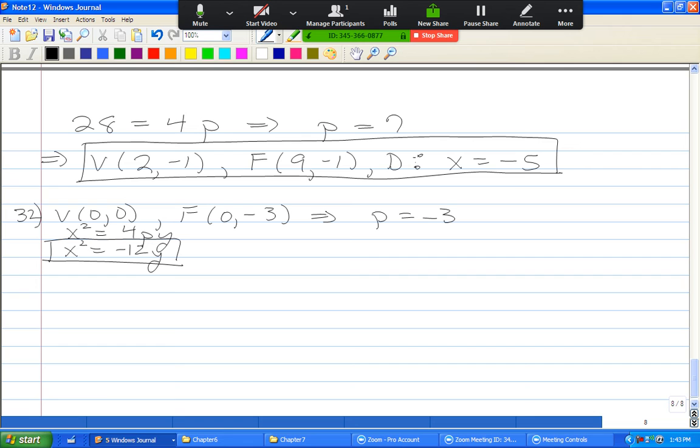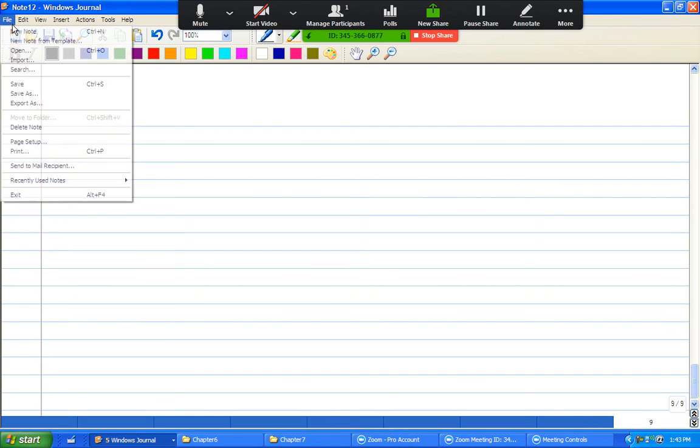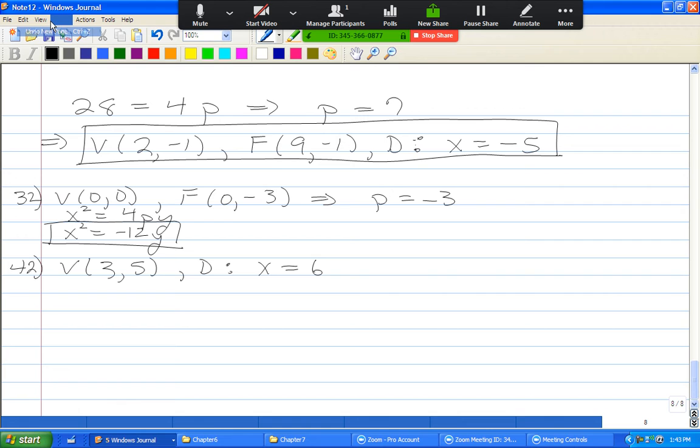Okay. Let's do problem number 42. The vertex is at 3, 5, and the directrix is at x equals 6. Maybe I should draw this. Maybe I should have drawn this too.